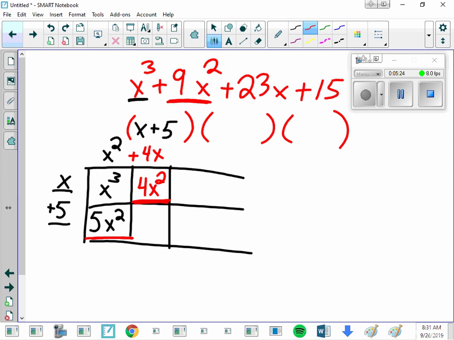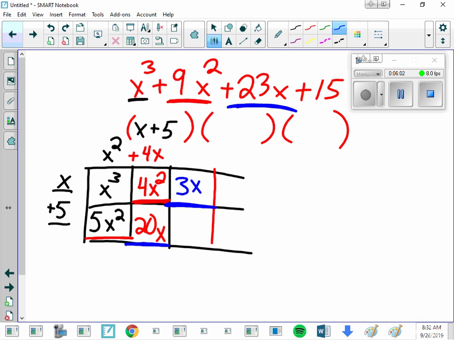Then I do the multiply again. 4x times 5 is 20x. Am I done? Nope. How do I know I'm not done? I haven't used all of the numbers in the original problem. Add a column. This square and this square need to add up to be 23x. I have 20x. I need 3x. So I put in a 3x.